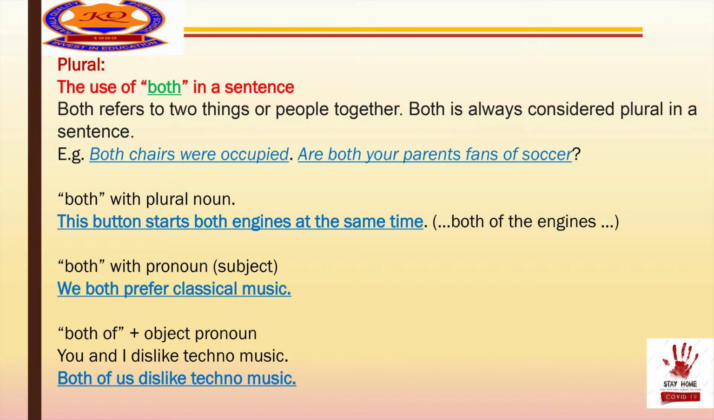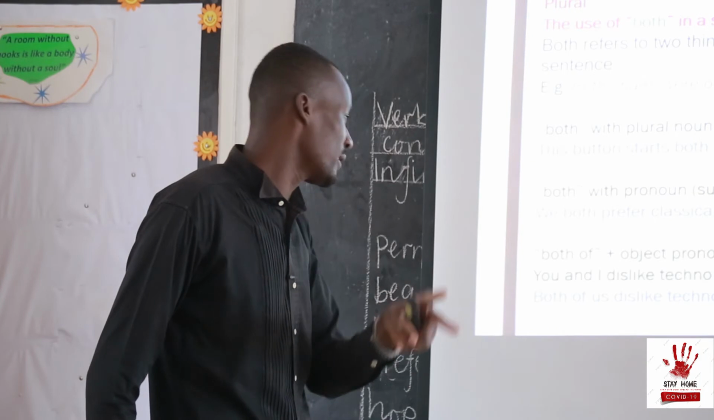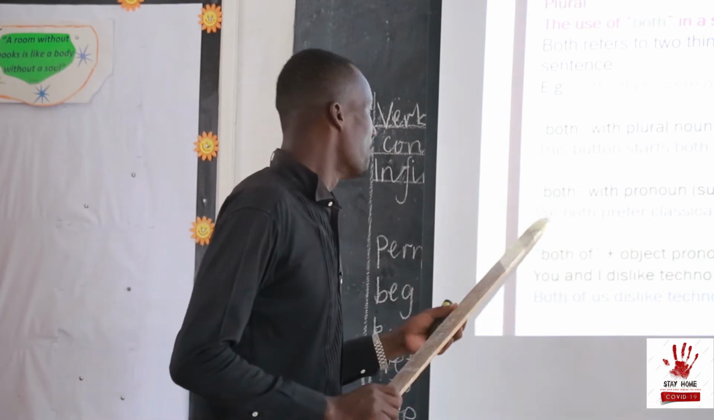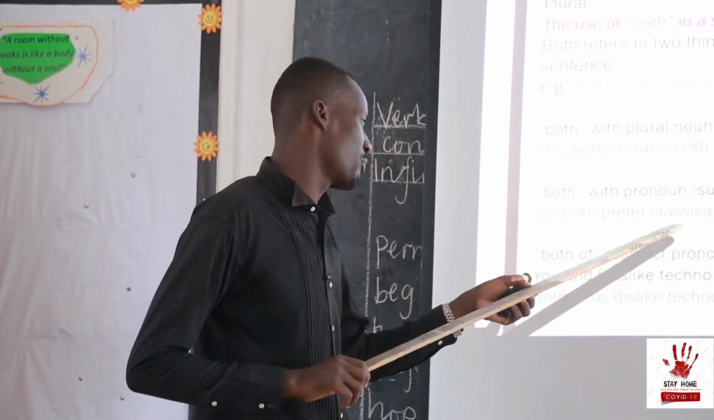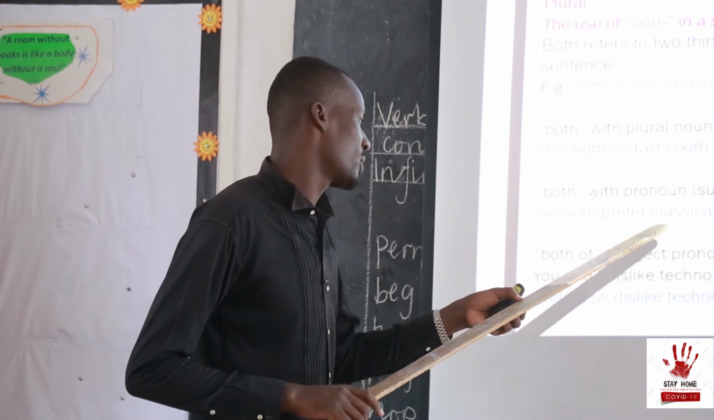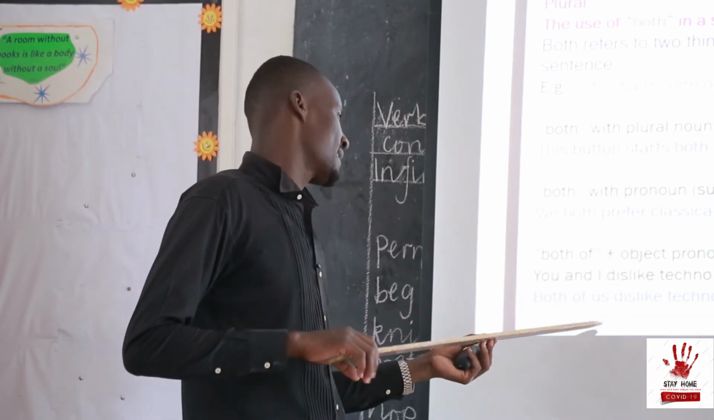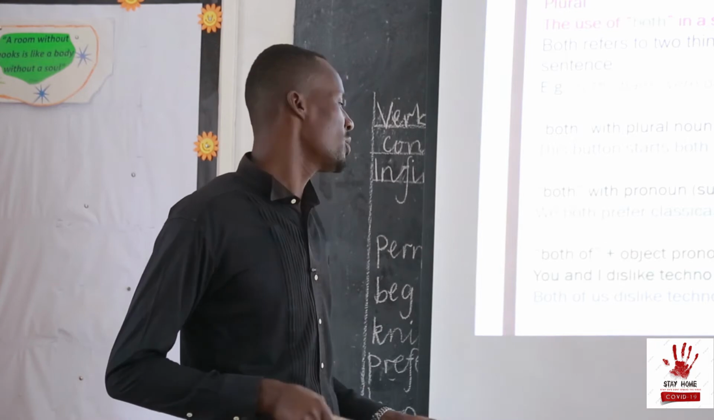Those are things you now remember. I don't have to go back to explain what a subject is and what a pronoun is. Yeah? But you can also use both with a pronoun object or an object pronoun. However, here you will have to use of. You'll have to use both with of. So we say, both of us prefer classical music. Or we say, both of us dislike techno music.